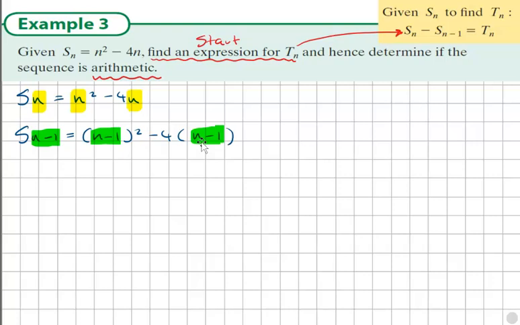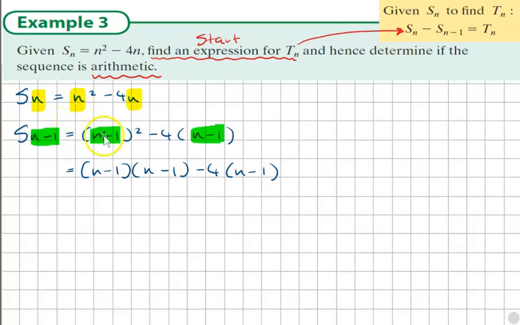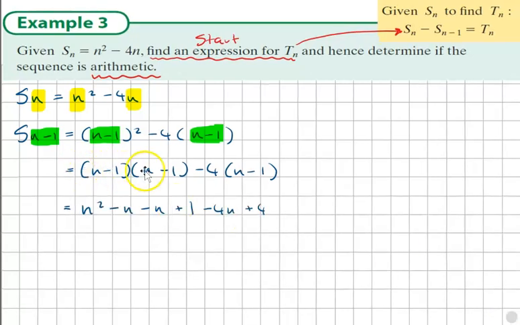So next we just multiply out our brackets and simplify. So n minus 1 squared becomes n minus 1 times n minus 1. So n by n is n squared, n by minus 1 is minus n, minus 1 by n is minus n, minus 1 by minus 1 is plus 1. Minus 4 by n is minus 4n, minus 4 by minus 1 is plus 4. Then we simplify.